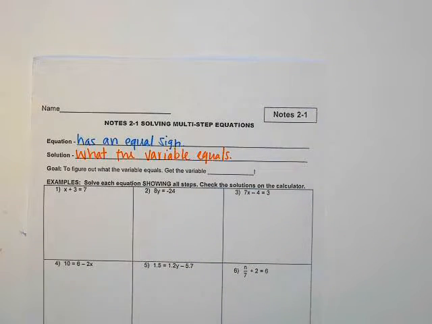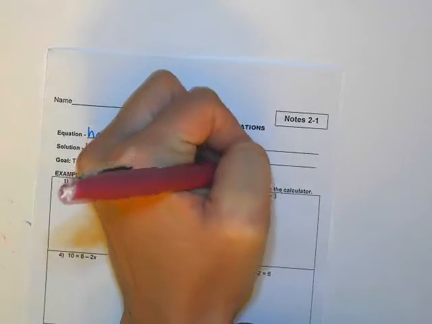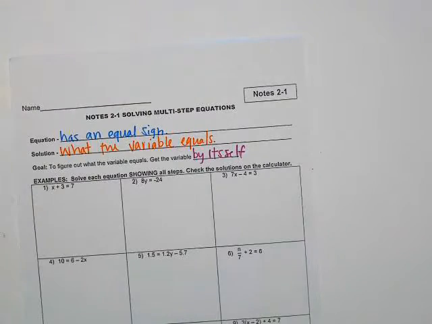All right, our goal today, okay, anytime you're working math problems, you're always going to have a goal. And our goal today is to figure out what the variable equals. We want to get the variable by itself. So we want to move all the numbers away from the variable. Now this is something that you should have already learned how to do last year. Okay, so it's a little bit of a review, and then we're going to make the problems more difficult.